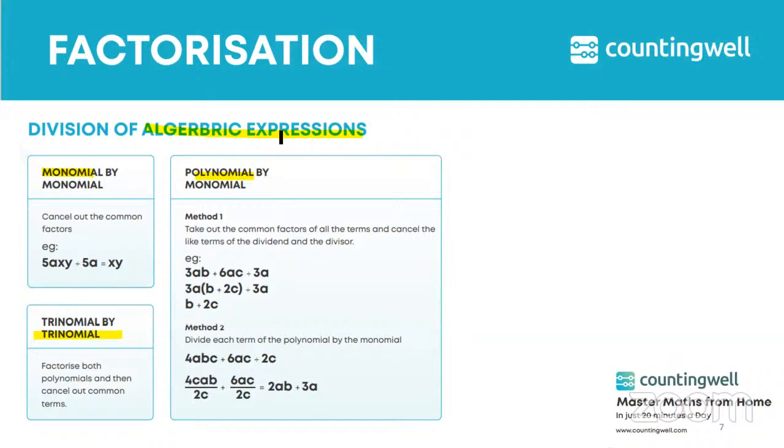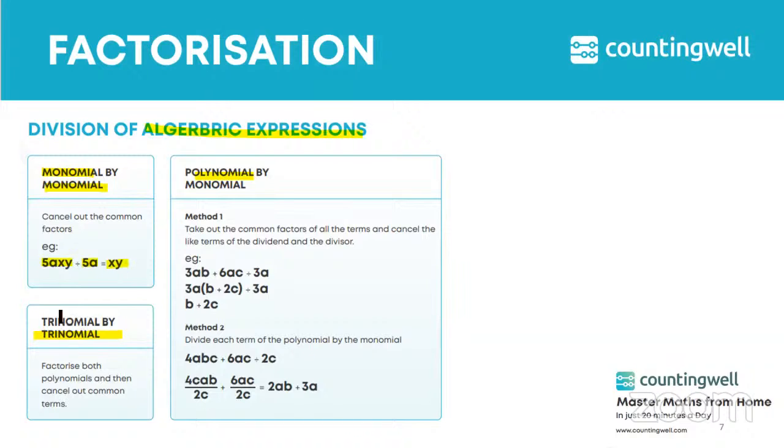So whenever we are dividing a monomial by a monomial, meaning an algebraic expression having one term divided by an algebraic expression having one term, we are cancelling out the common factors. Here you can see 5axy is nothing but 5 into a into x into y, whereas 5 into a is 5 into a. So for both the terms, we have 5a as a common factor that will get cancelled out, and so we have here xy.